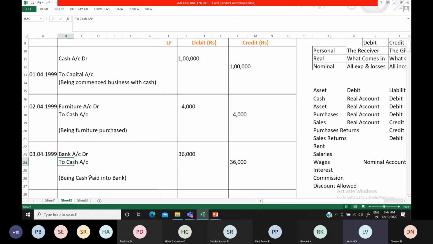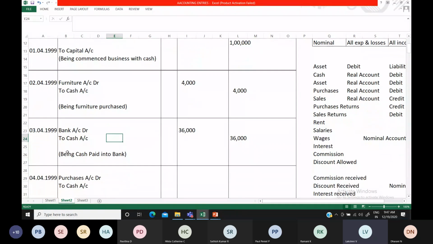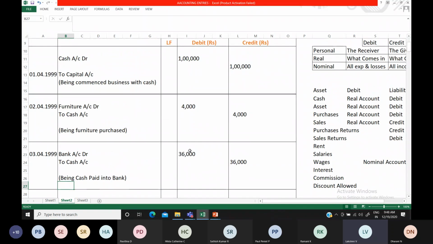Now you are going to give the cash to the bank, which means cash is going out of the business. Cash comes under the real account, and since it's going out, credit what goes out. So I am crediting the cash account. Being cash paid into bank, or cash deposited into bank, whichever you can write, and write the amount in the debit and credit columns with an equal amount, 36,000.